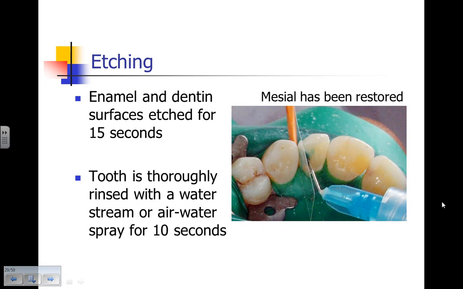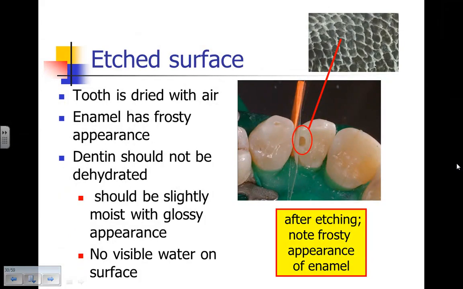We're then thoroughly rinsing the surface of the preparation and the tooth surface with an air water spray or a water stream for 10 seconds. We always etch beyond the cavosurface margins. The tooth is dried with an air spray. The enamel will have a frosty appearance, but the dentin shouldn't be dehydrated, and we should slightly moisten the dentin, leaving it with a glossy appearance with no visible water present.